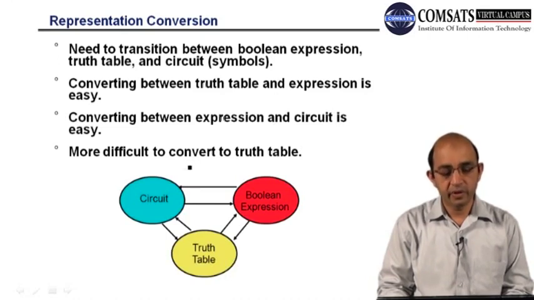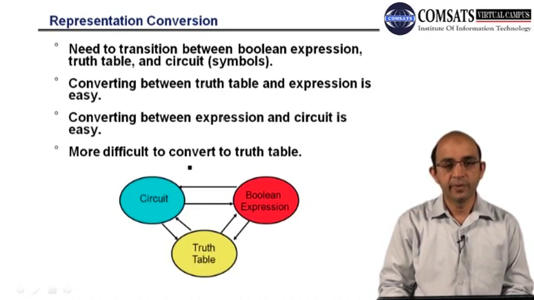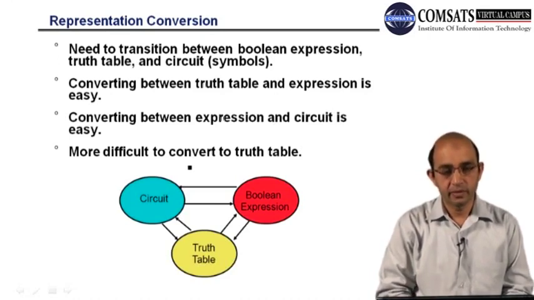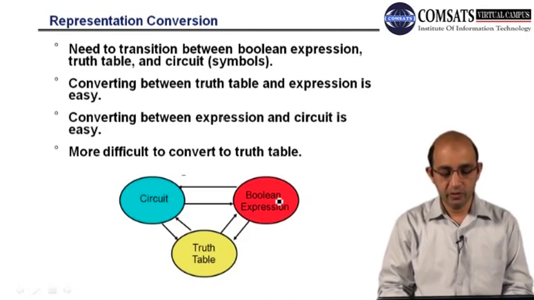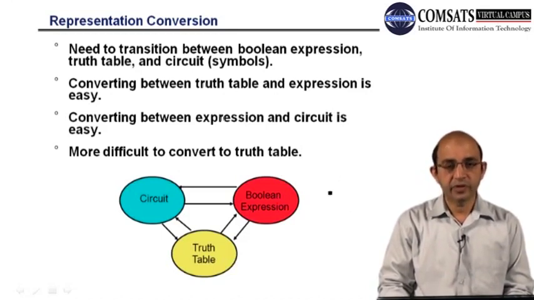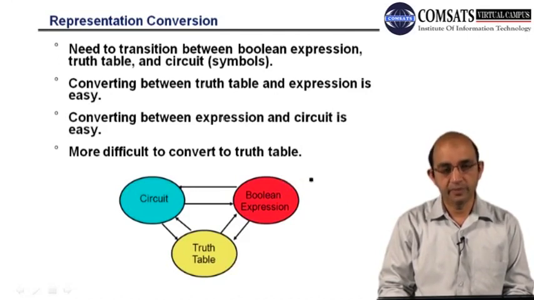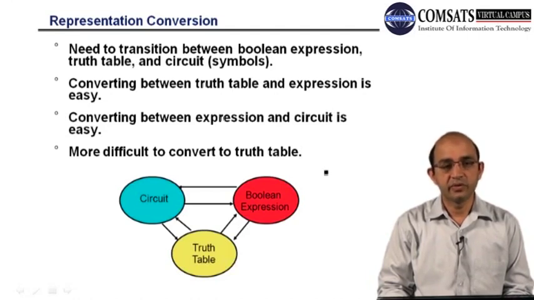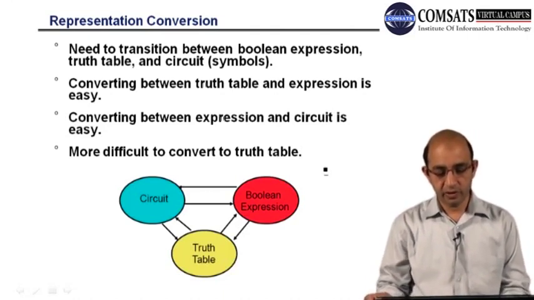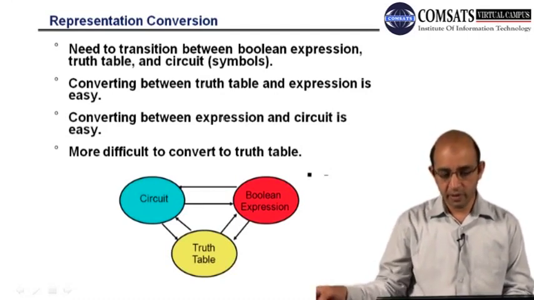But it's more difficult to construct the truth table because you have to take into account all the possible combinations by applying those combinations over a circuit. If you have a circuit or a Boolean expression and you want a truth table, it's difficult because, for example, if you have two variables, you have to verify four different combinations. If you have three variables, you have to verify 2^3, 8 different possible combinations, and then you will be able to construct the truth table. So it's rather difficult to construct a truth table either from a circuit or from a Boolean expression.